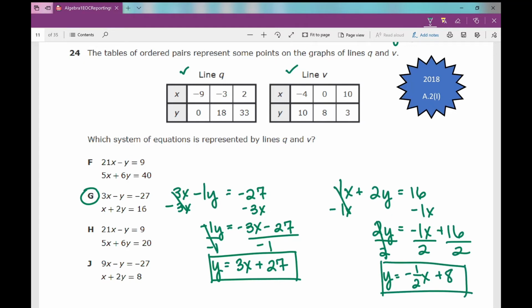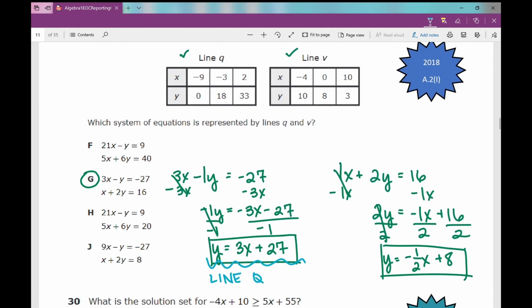What can I do? Well, I can plug in the first one, 3x plus 27. And which one is that? Okay, plug it into y equals, look at my table of values. Does it match anything? Absolutely. All of the points from line Q table are in there. That represents that line. What about the next one?